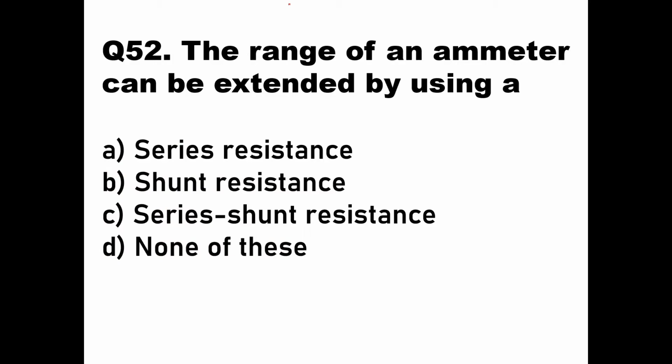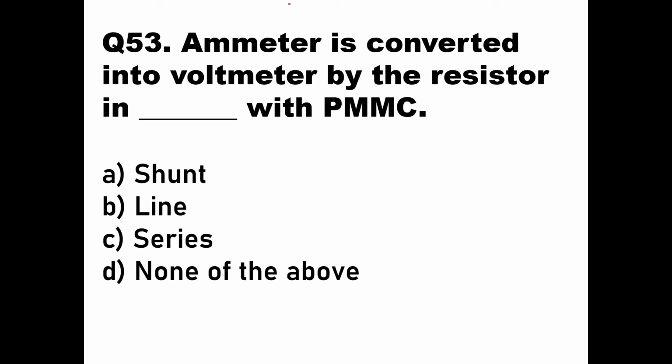The range of an ammeter can be extended by using what? So we have seen this when we studied PMMC d'Arsonval movement. The range of an ammeter can be extended by using a shunt resistance, or resistance in parallel. So the option should be shunt resistance. Then we'll go to the next question, question number 53.